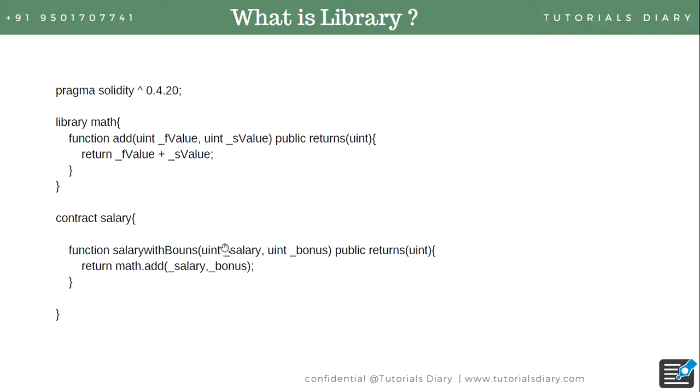So here you can see I'm getting the salary as an input plus bonus. So what I will do is call this math library function, which is add, and that will take two values as input and add both of them. Okay, so this is how a library math function can be called from another smart contract. We'll show you more in the hands-on session about how this works.